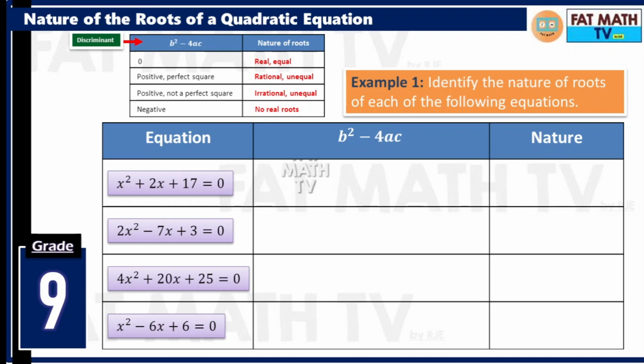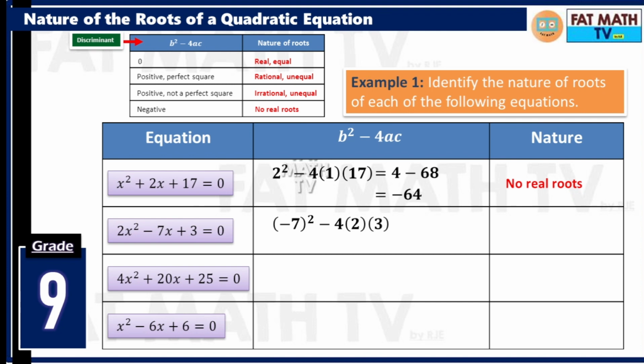Okay, let's check. For the first example, a is 1, b is 2, and c is 17. So b squared minus 4ac is going to be 2 squared minus 4. A is 1 here, and c is 17. So 2 squared is 4. 4 times 1 times 17 is 68. 4 minus 68 is negative 64. Since this is a negative number, the roots are imaginary. There are no real roots.